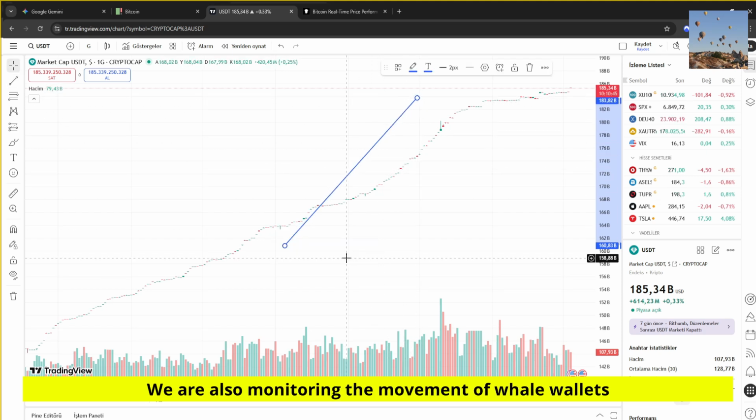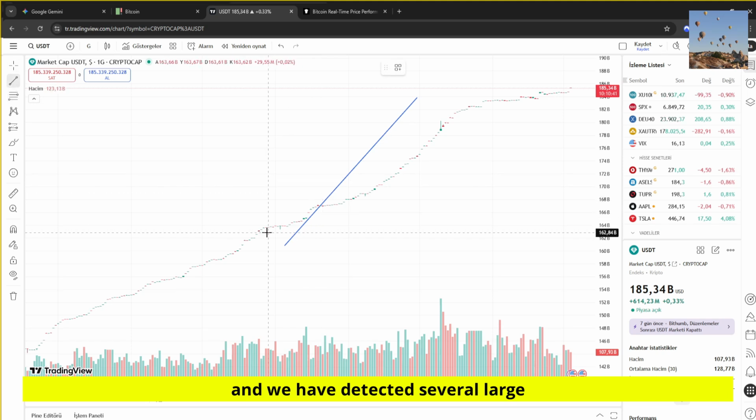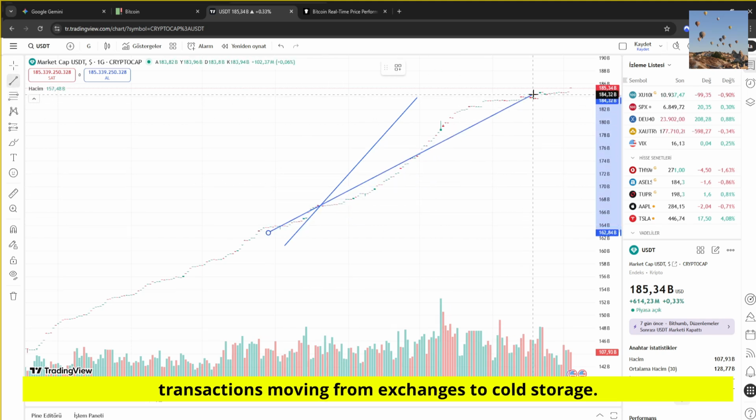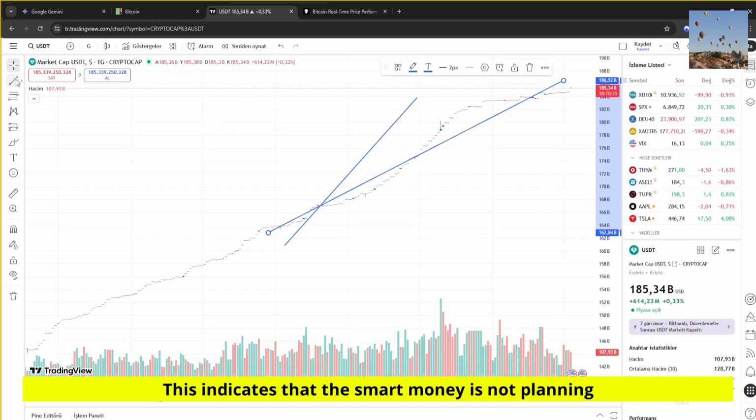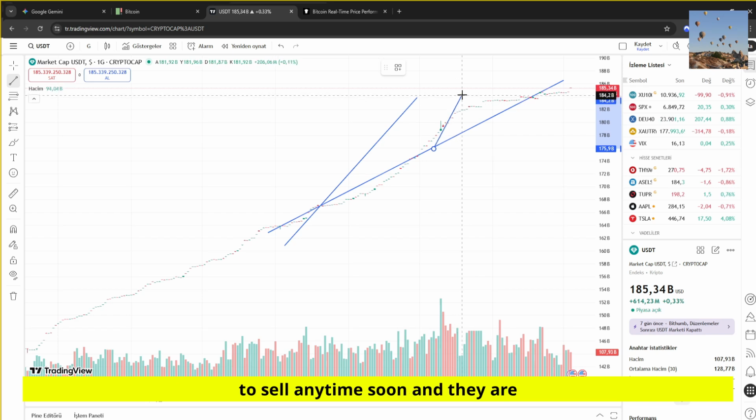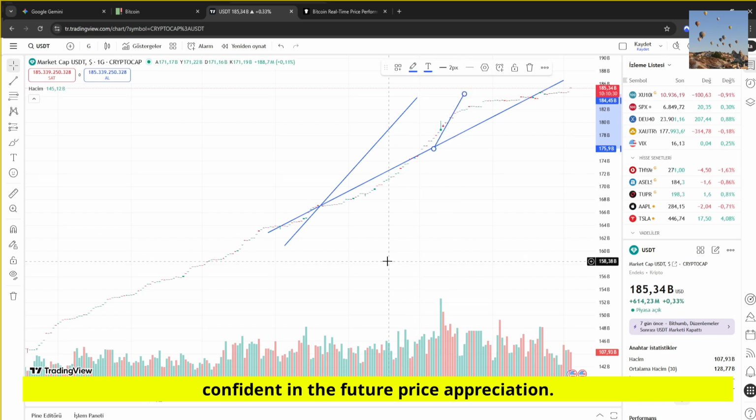We are also monitoring the movement of whale wallets, and we have detected several large transactions moving from exchanges to cold storage. This indicates that the smart money is not planning to sell anytime soon, and they are confident in the future price appreciation.